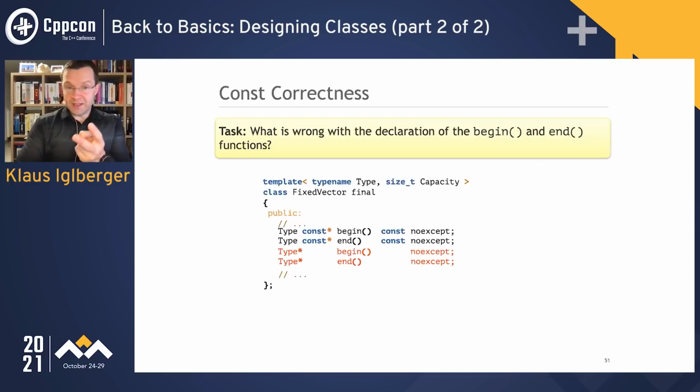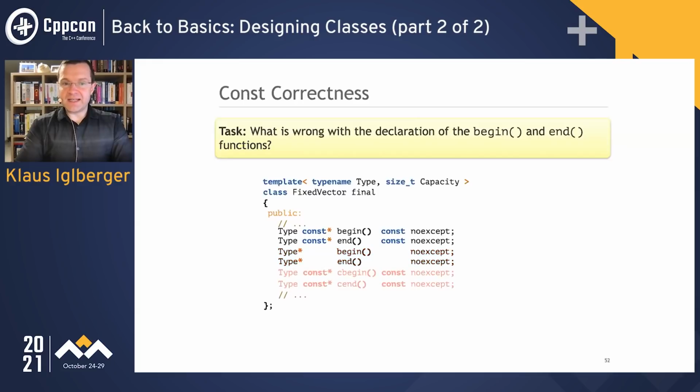Now, of course, what you get from begin depends on whether you have a const or non-const vector. For that reason, we also, as a good design, add cbegin and cend functions. cbegin and cend will always return a pointer to const elements, always. This is why these two functions are const. I can always use them. They will always produce the same result.